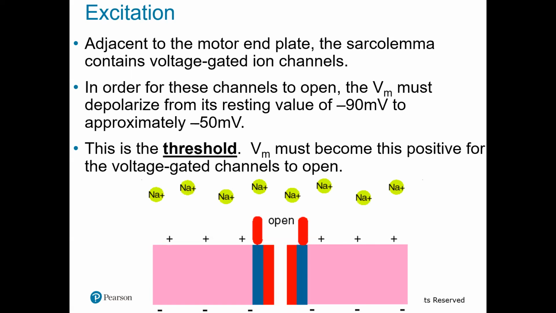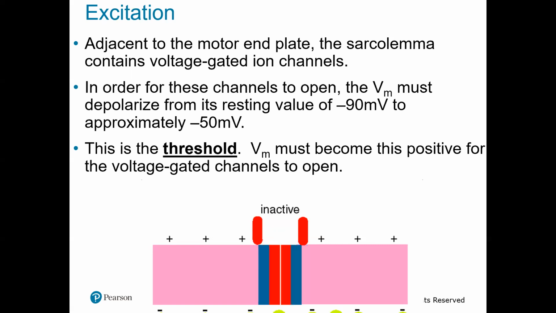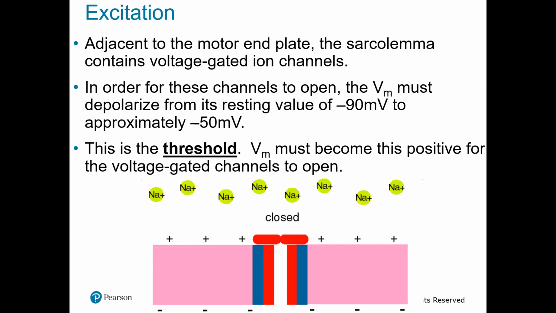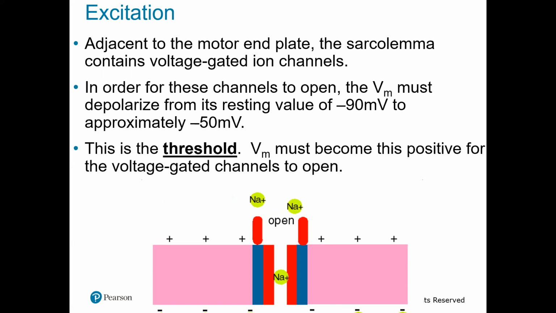They won't open at minus 60 or minus 55 or minus 51. They'll open at minus 50 because we've gone from minus 90 to minus 50. As more positive sodiums rush into the motor end plate, we depolarize. We change the charge. We make the charge on the motor end plate less negative. We go from minus 90 to minus 50.